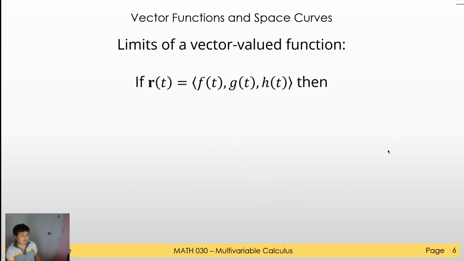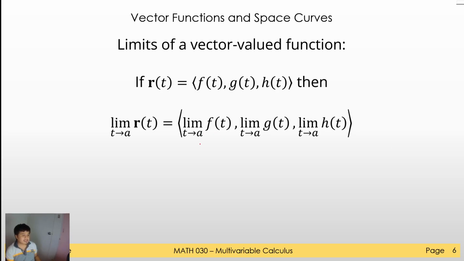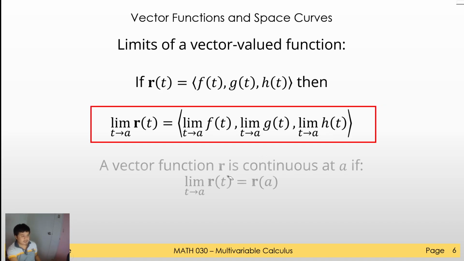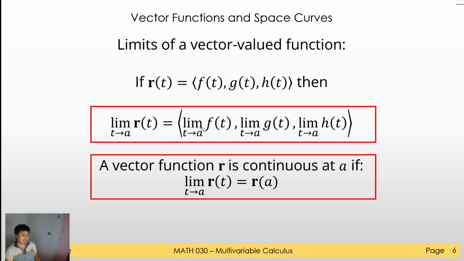Now, the limits of a vector valued function. Let's say we have a given vector valued function. If we want to find the limit of this function, then we can find the limits of their coordinates, or elements, independently. So if you want to find the limit as t approaches a, you find the limit as t approaches a of the first function, then the second function, then the third function, and so on. A vector function r is continuous at a if the limit exists at that point.